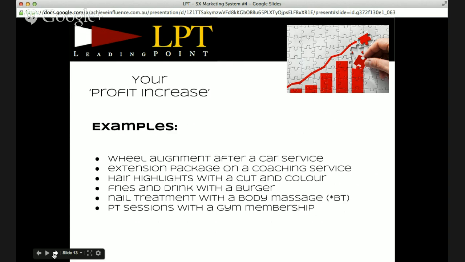And the profit within their nail management and nail maintenance profit increase option was, I think, around about 17 times the profit that they made on the body massage. So still, body massage, core service, nail treatment, profit increase option. Personal training sessions with a gym membership, no-brainer. So we're all familiar with that.